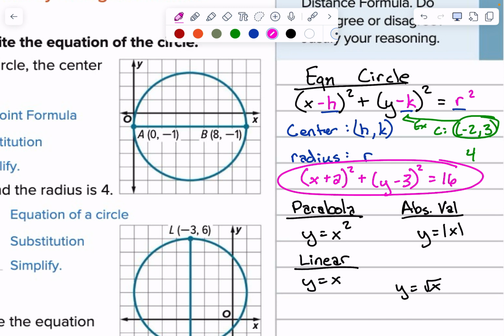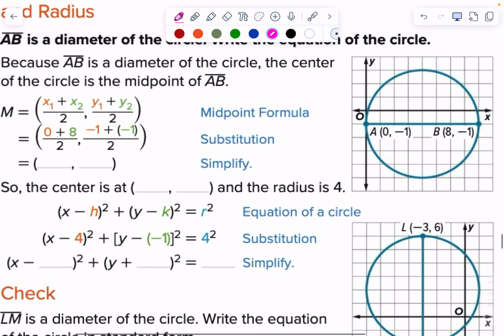There's that. H and k is the center. So if it's -2, 3, it will go in as +2, -3. Got it? This is the equation of this circle. Just like a parabola has this equation, just like an absolute value has this equation, just like a linear function has this equation, a circle has this equation. All right, let's go to an example.